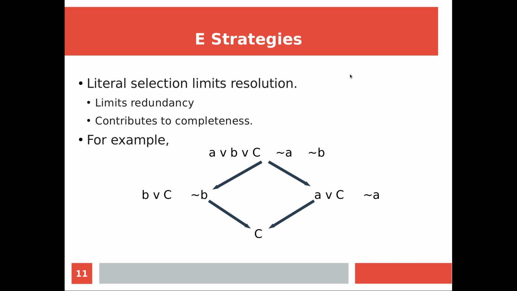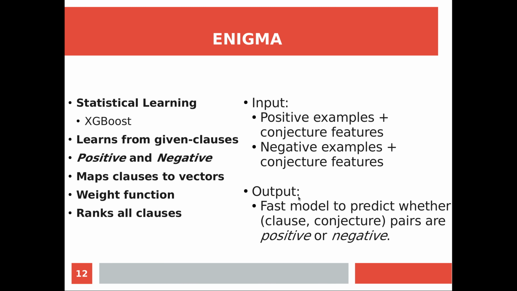Literal selection limits clause resolution in E, which is like modus ponens, which limits redundancy and also contributes to the theoretical completeness. For example, given A or B or C, and not A, and not B, there are two routes to deduce C, and literal selection guarantees that only one of these is going to be chosen.